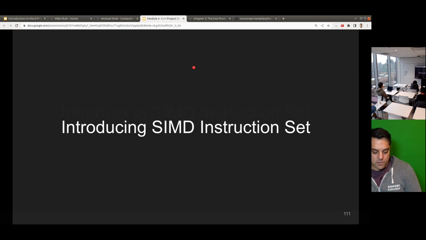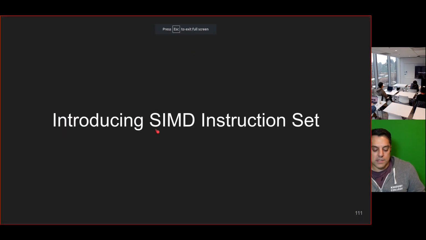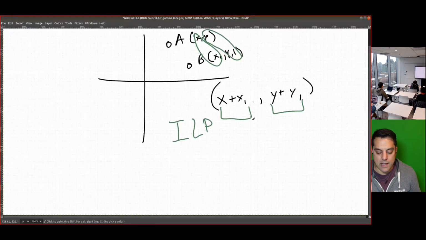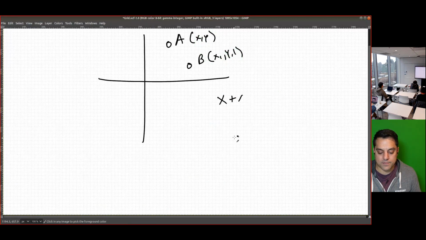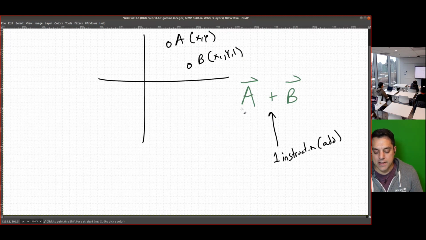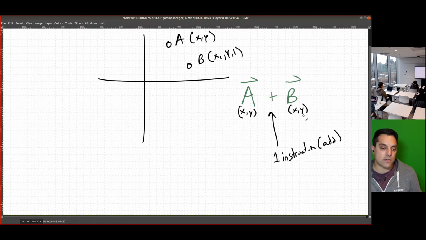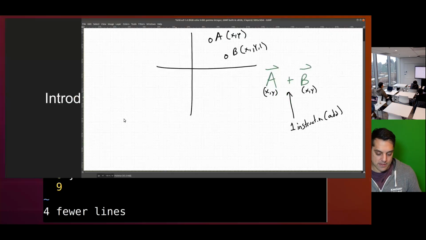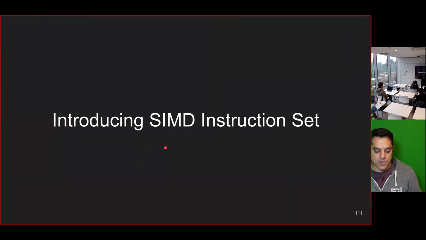Now, what's going on here? What's the idea? Well, this is what's known as single instruction, multiple data. Let me just illustrate this. Again, the idea is, if I'm adding vector A plus vector B, there's one instruction here, which is add, and multiple pieces of data, right? There's an X and a Y component for A, and an X and a Y component for B. So that's what SIMD means: single instruction, multiple data.